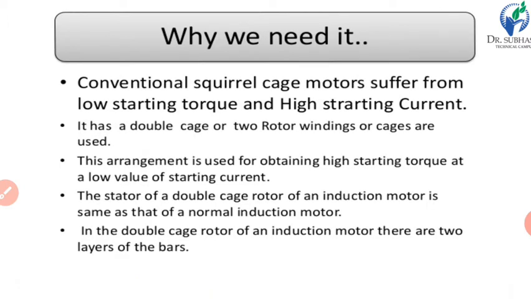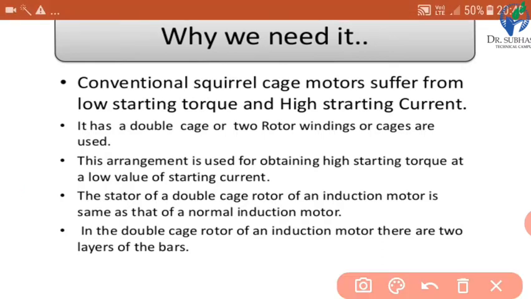First, we will see why we need it. In conventional squirrel cage motors, they suffer from low starting torque, which we have already seen in the three-phase induction motor, and high starting current. So these two are the main drawbacks of the three-phase squirrel cage induction motor.